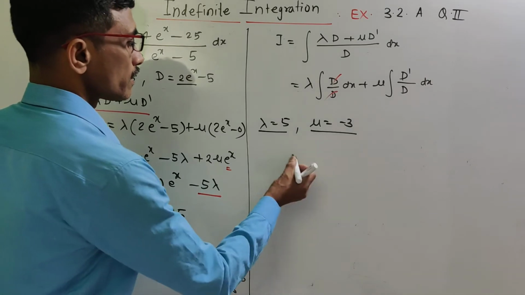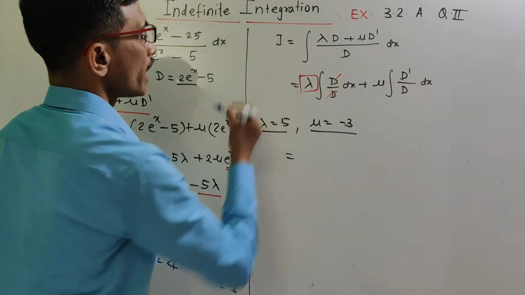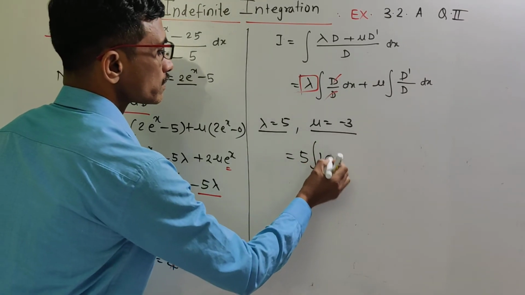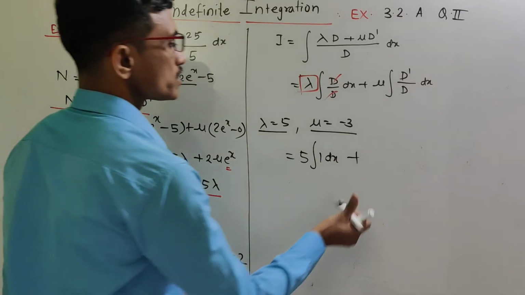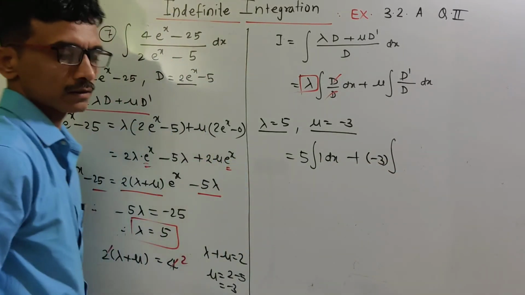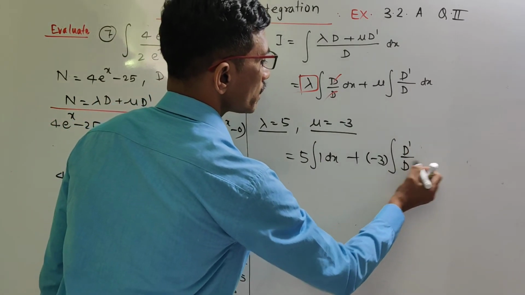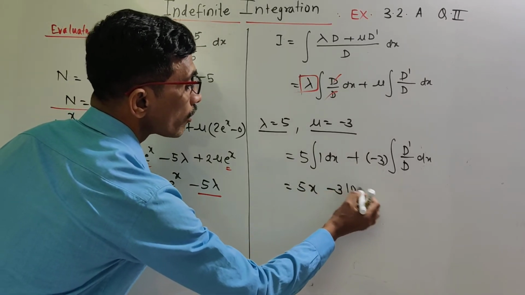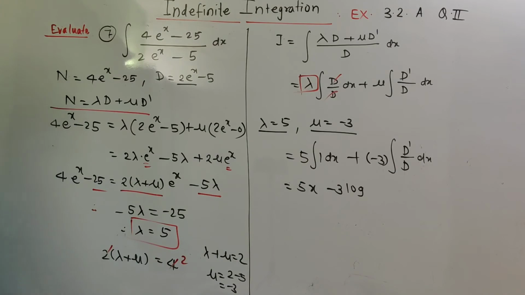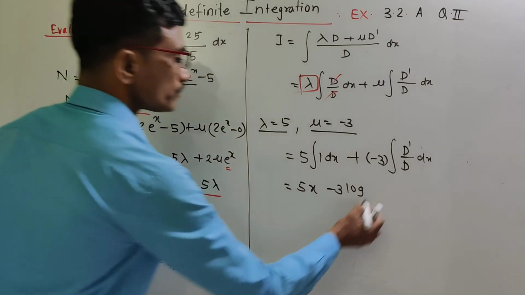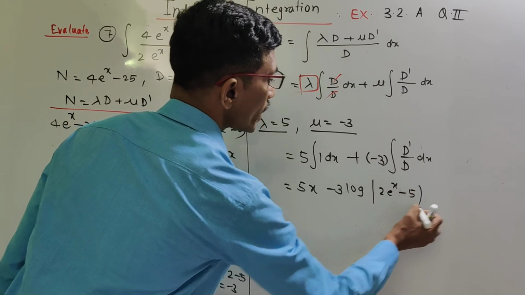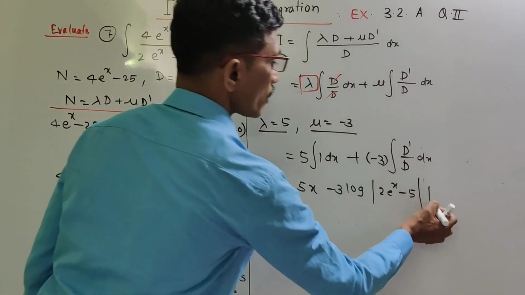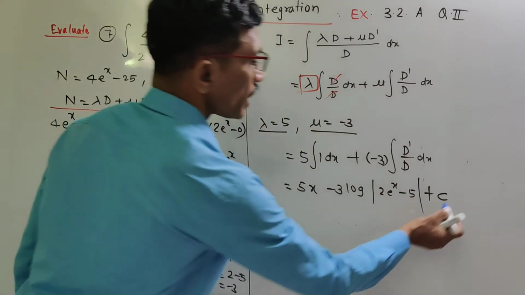So this integral will be lambda, and lambda is 5, so 5 integral 1 dx, plus mu, which is minus 3, integral d dash upon d dx. So it is 5x minus 3 log of d. So what is our d? The denominator is 2 e raised to power x minus 5, plus constant of integration c. So this will be the answer.